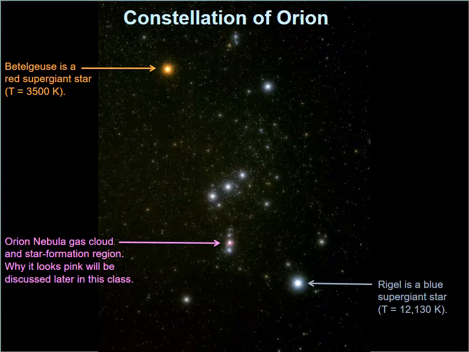These laws explain why Betelgeuse at a temperature of 3500 Kelvin is red and why Rigel at 12,130 Kelvin is blue. We can also relate the flux to the size of the stars. When Betelgeuse explodes as a supernova, it will be brighter than our full moon for several months, and this could happen at any time for the next million years.